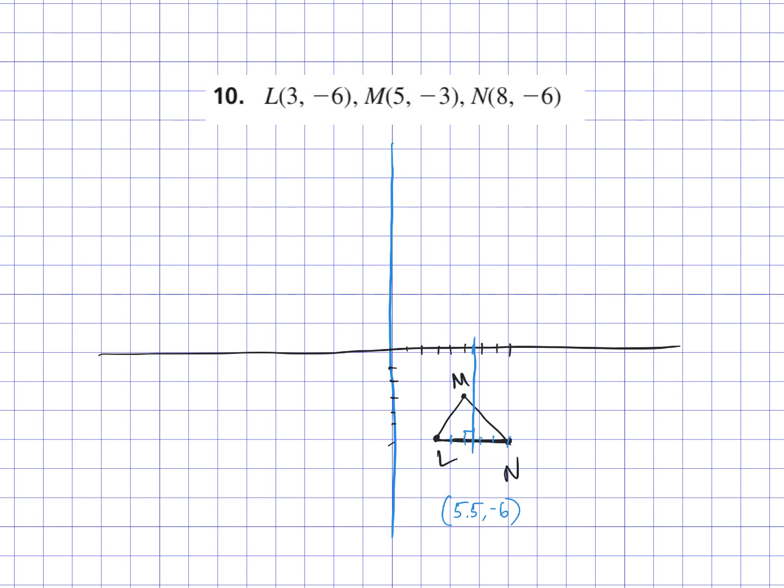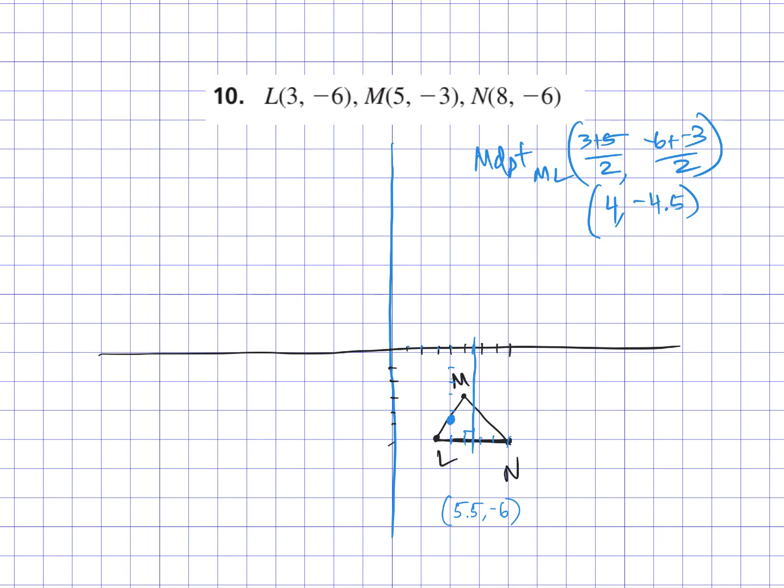Okay? And now I need the midpoint from M to L. So midpoint of ML. So add those together, 3 plus 5 over 2, and negative 6 plus negative 3 over 2. So that's 8 over 2 is 4, and negative 9 over 2 is negative 4.5. So at 4, 1, 2, 3, 4, and down 4.5. 1, 2, 3, 4.5.